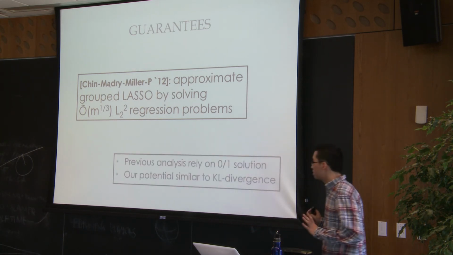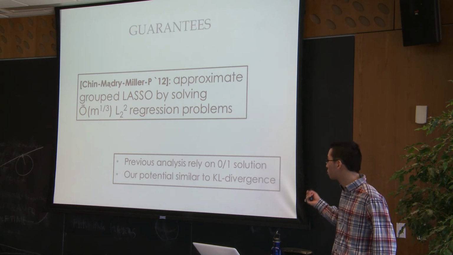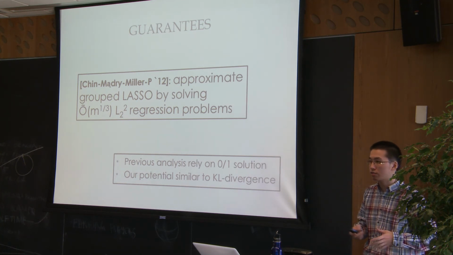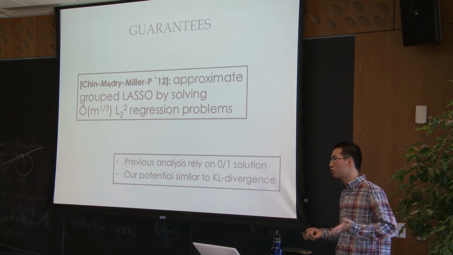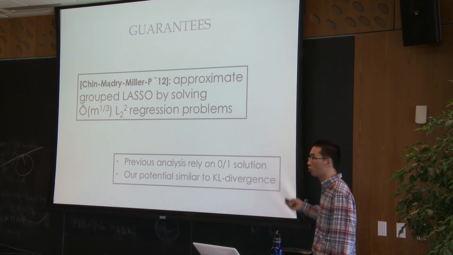And there were some extra tricks that we had to do to get this algorithm to work, which is that previous analysis relied on 0-1 solutions. And also in our analysis, we had to go through KL divergence. Well, we had to develop a new potential function that's based on KL divergence between the guesses and the actual answers to show good convergence.